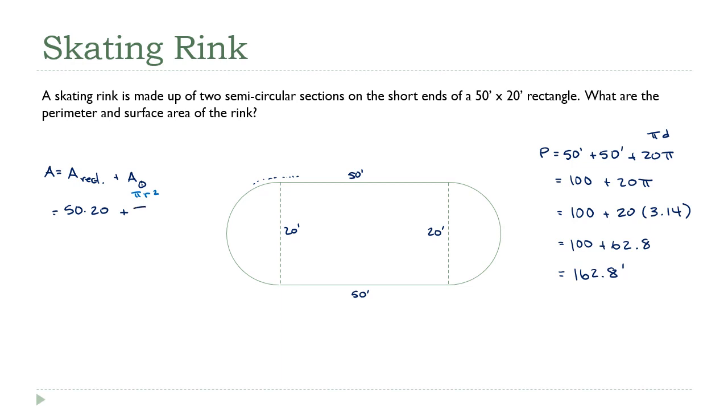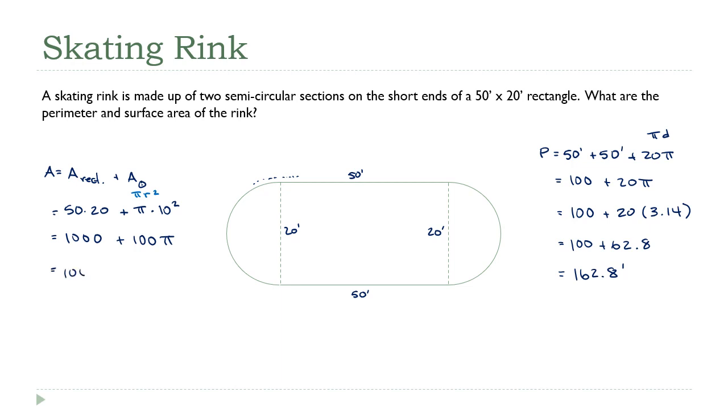So this is going to be pi times the radius, that's half the diameter. So that's going to be 10 squared. Right, 50 times 20, that's 1,000. 10 squared is 100, so this is 100 pi. And again, we're really not going to want pi in the answer for a practical kind of question.